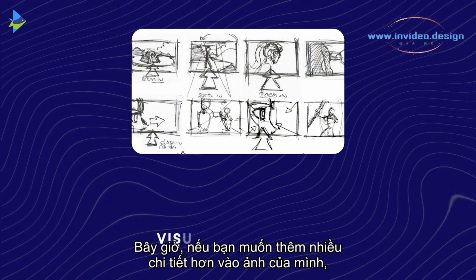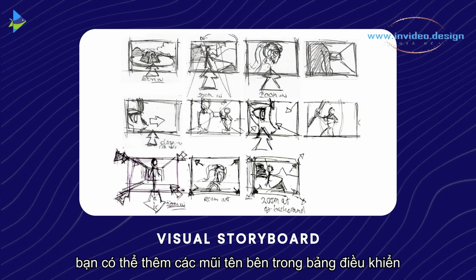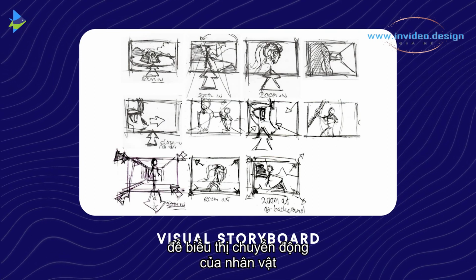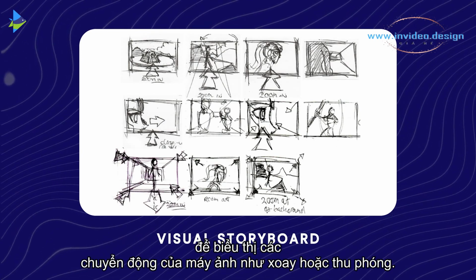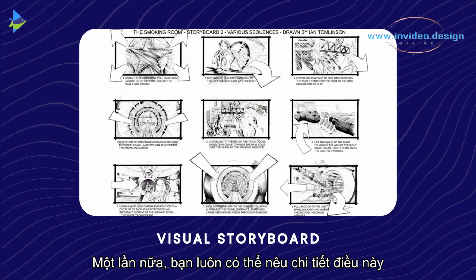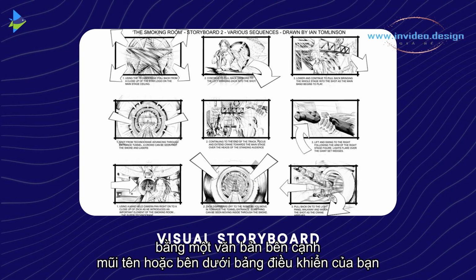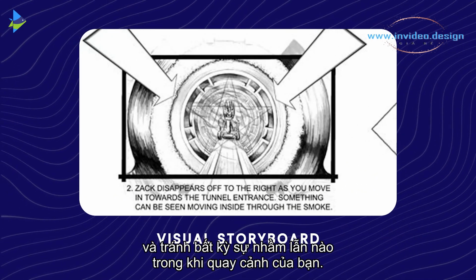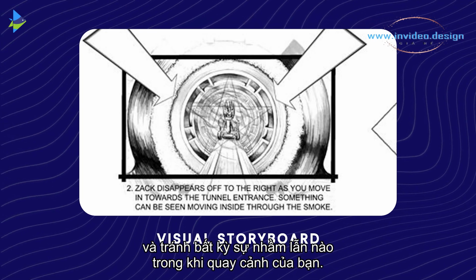Now, if you want to add more detailing to your shots, you can add arrows inside your panel to indicate the movement of your characters, or around the edges to indicate camera movements, like pan or zoom. Again, you can always detail this out with the text next to your arrow or below your panel to add more clarity and avoid any confusion while shooting your footage.